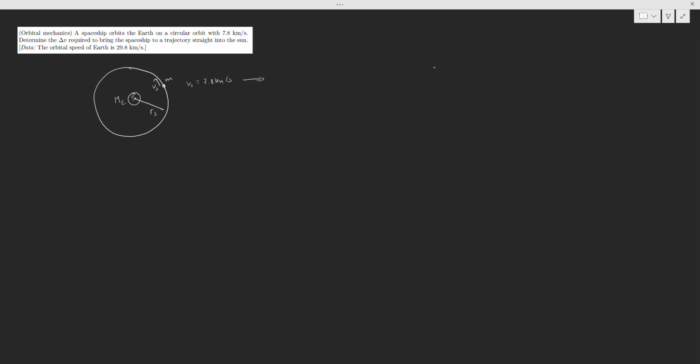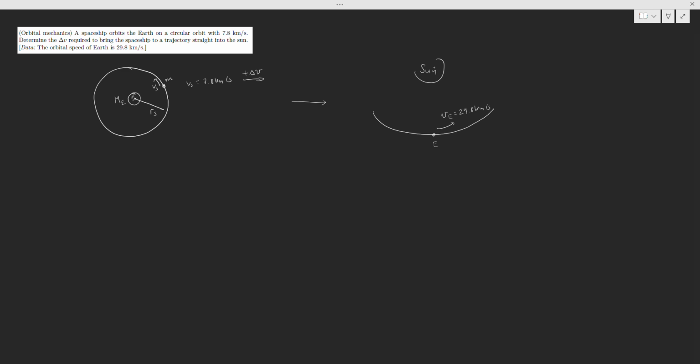And now we want to add some delta v to this orbital velocity so that the spaceship can fall into the Sun. So we have the Sun, and we have the circular orbit of the Earth around the Sun, and the Earth moves with velocity Ve equals 29.8 kilometers per second.